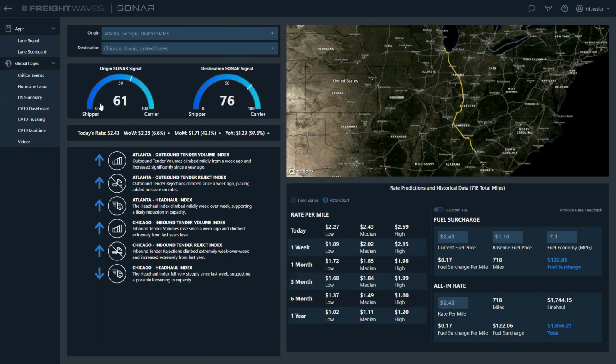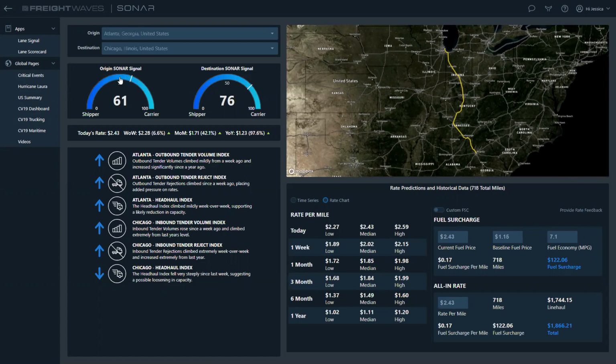And right here we have Sonar signals. So this is signals for origin, which is Atlanta, and destination, which is Chicago. This takes into account volumes, rejection rates, all kinds of stuff added into this Sonar signal, and it tells you where the buying power is. So where's the buying power in Atlanta? And then where's the buying power in Chicago?